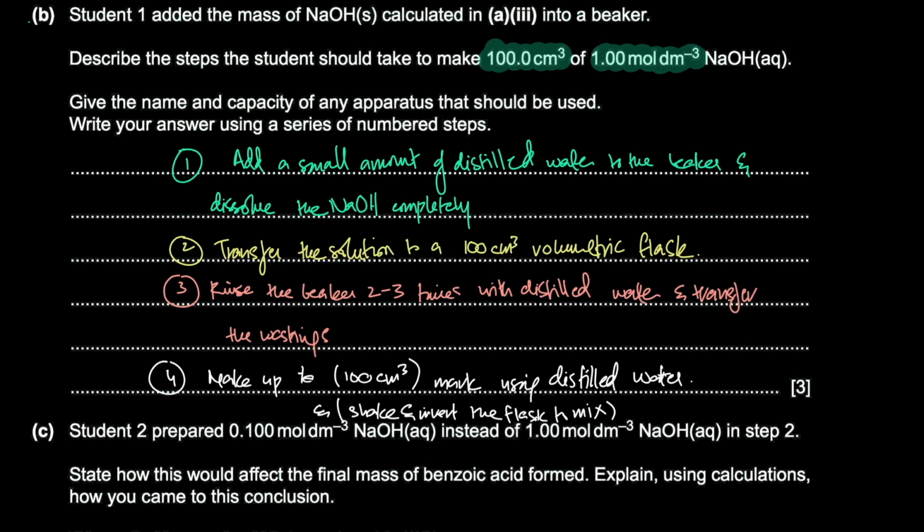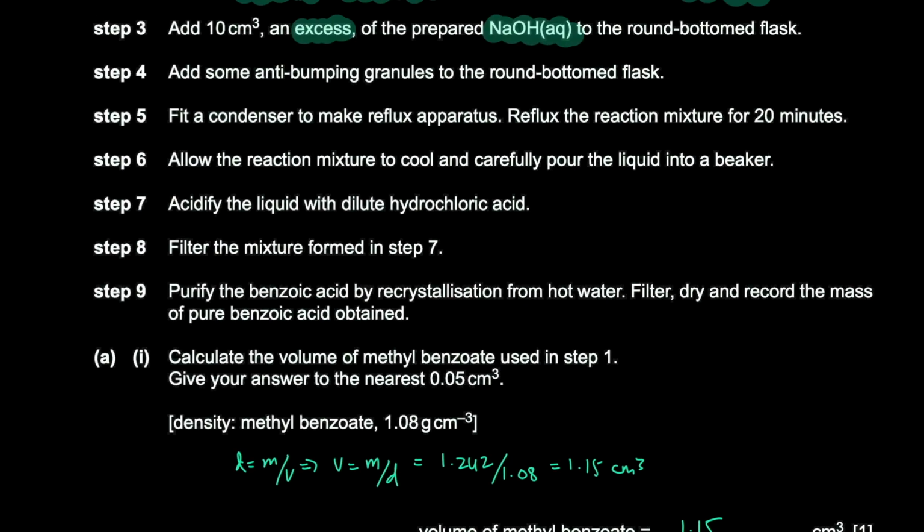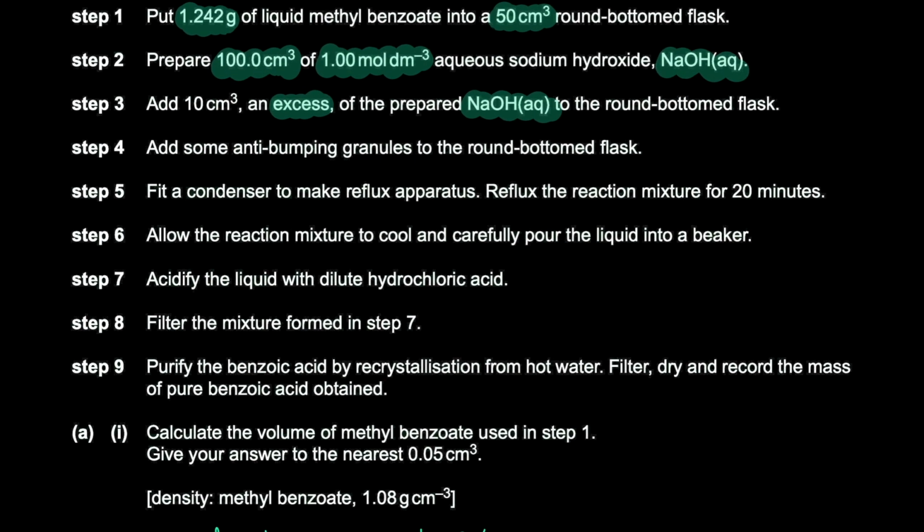Now, what are we doing in this particular experiment? In step 2 we prepare the sodium hydroxide, and then in step 3 we add 10 cm cube of this 100 cm cube solution of the prepared sodium hydroxide to the round bottom flask. This sodium hydroxide is what reacts with the ester.